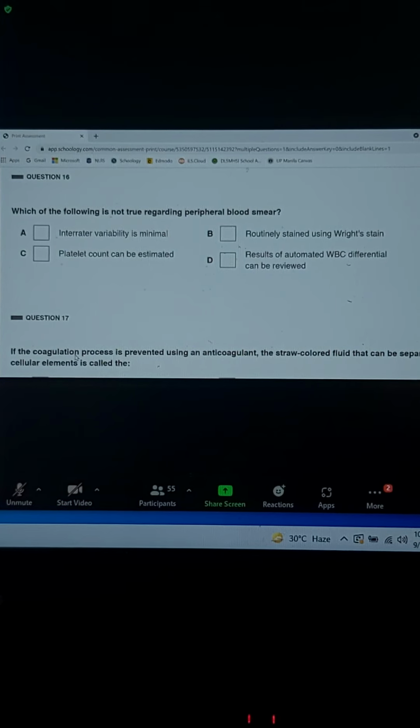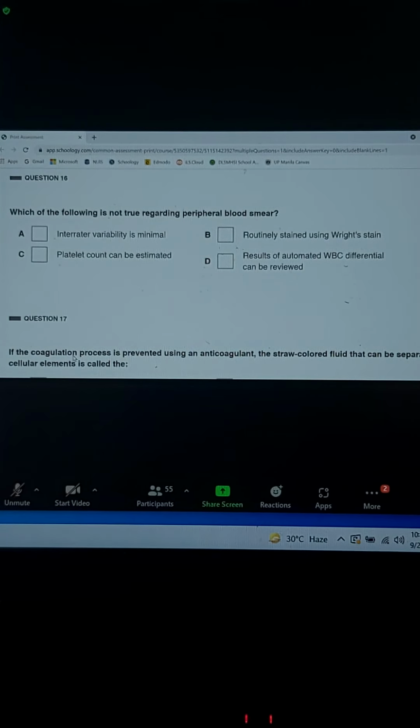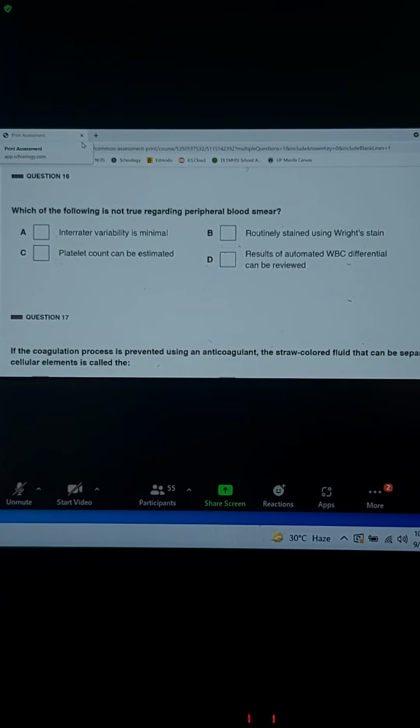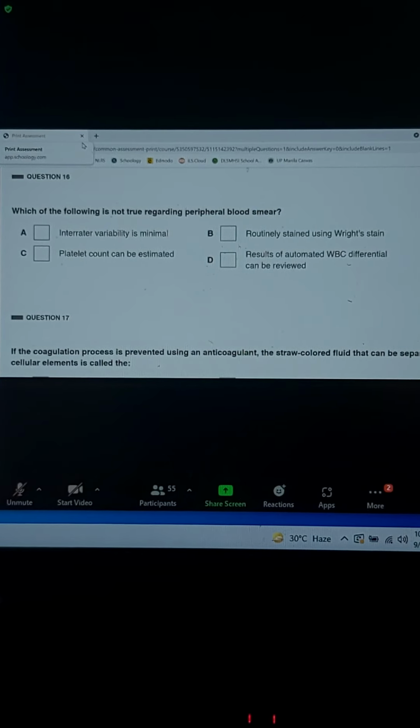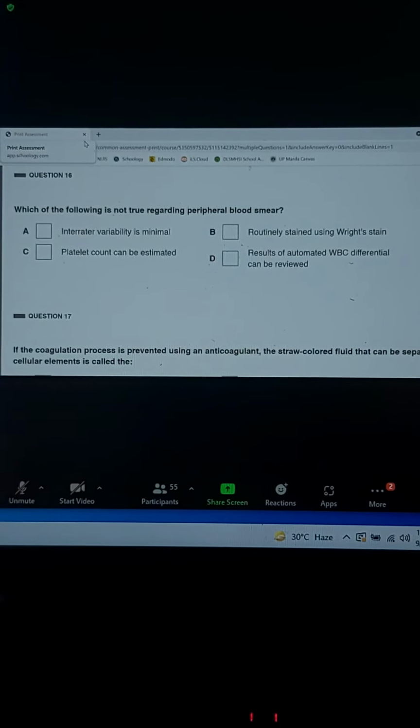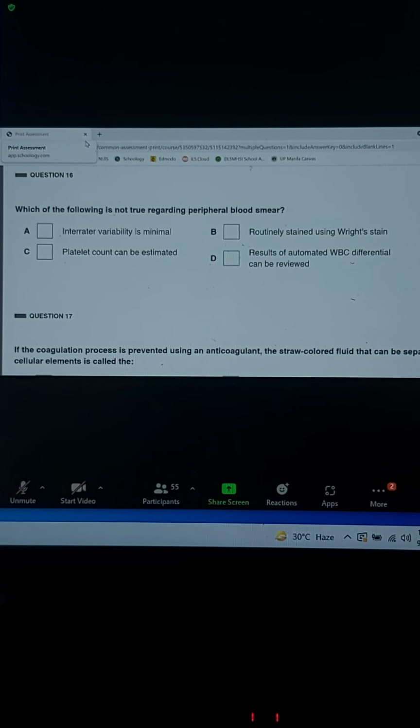Question number 16, which of the following is not true regarding peripheral blood smear? Letter A po. Okay, so the correct answer here is letter A. So, inter-rater variability is minimal. Yung inter-rater variability, or yung variation ng reading ng isang medtech with other medtech, it varies, no? Depende, lalo na kung magkaiba sila ng level of expertise o experience sa pag-perform ng PBS. So, anything that is performed manually, mataas ang variation.